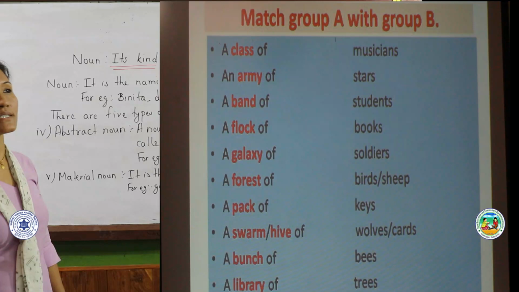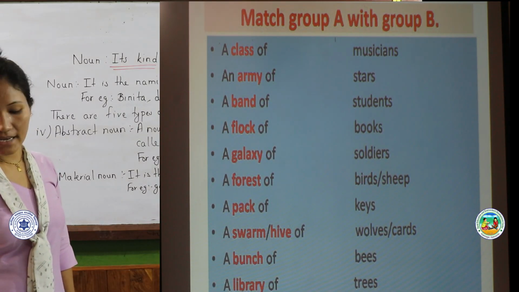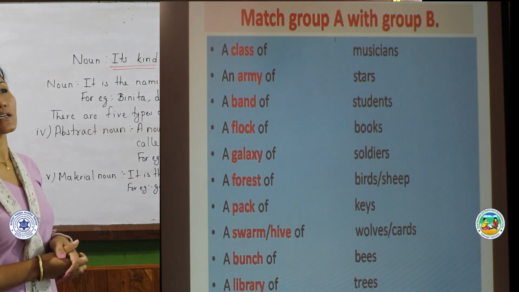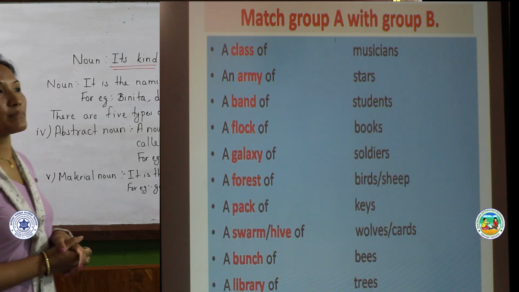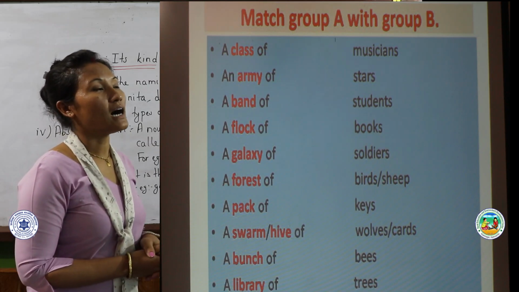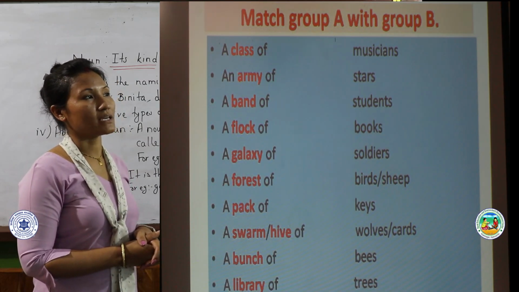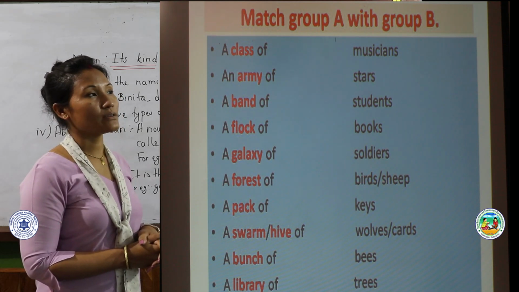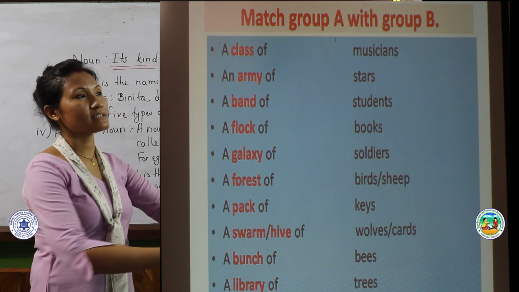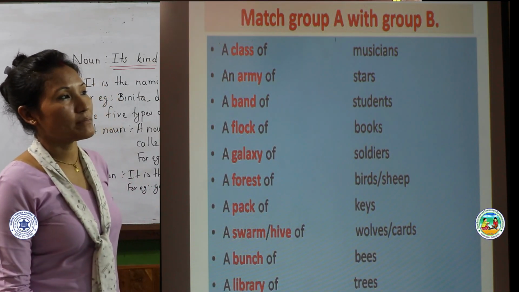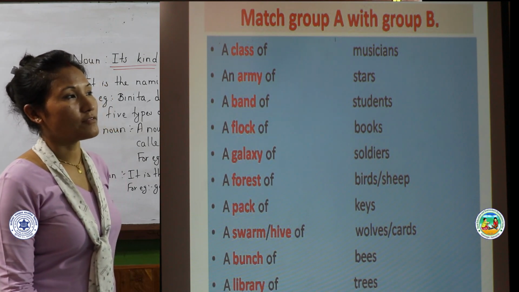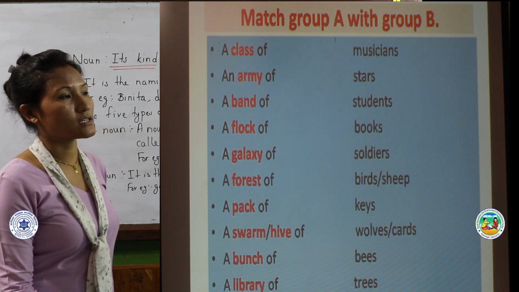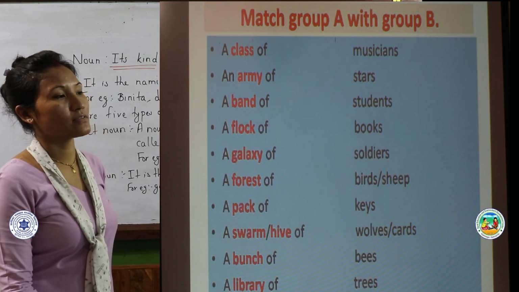Okay, this was the first activity. Now, next, match group A with group B. Here you can find many examples of collective nouns. A class of, an army of. The words which are in red are all collective nouns. Now you have to find out the answer. You have to match them. An army of, a band of, a flock of, a galaxy of, a forest of, a pack of, a swarm or hive of, a bunch of, a library of.